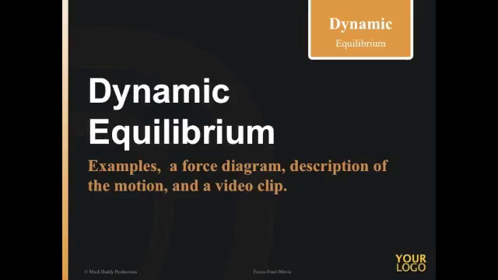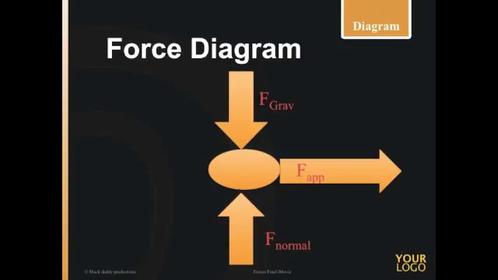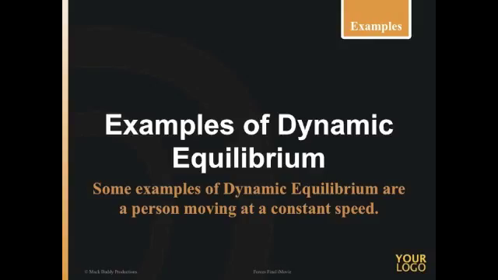Dynamic equilibrium. In these next few slides you'll be seeing examples, a force diagram, a description of the motion, and a video clip. This is the force diagram for the last clip that played. It shows the F applied is going to the right, and the F gravity and the F normal are equaling out to each other. Here's an example of dynamic equilibrium.